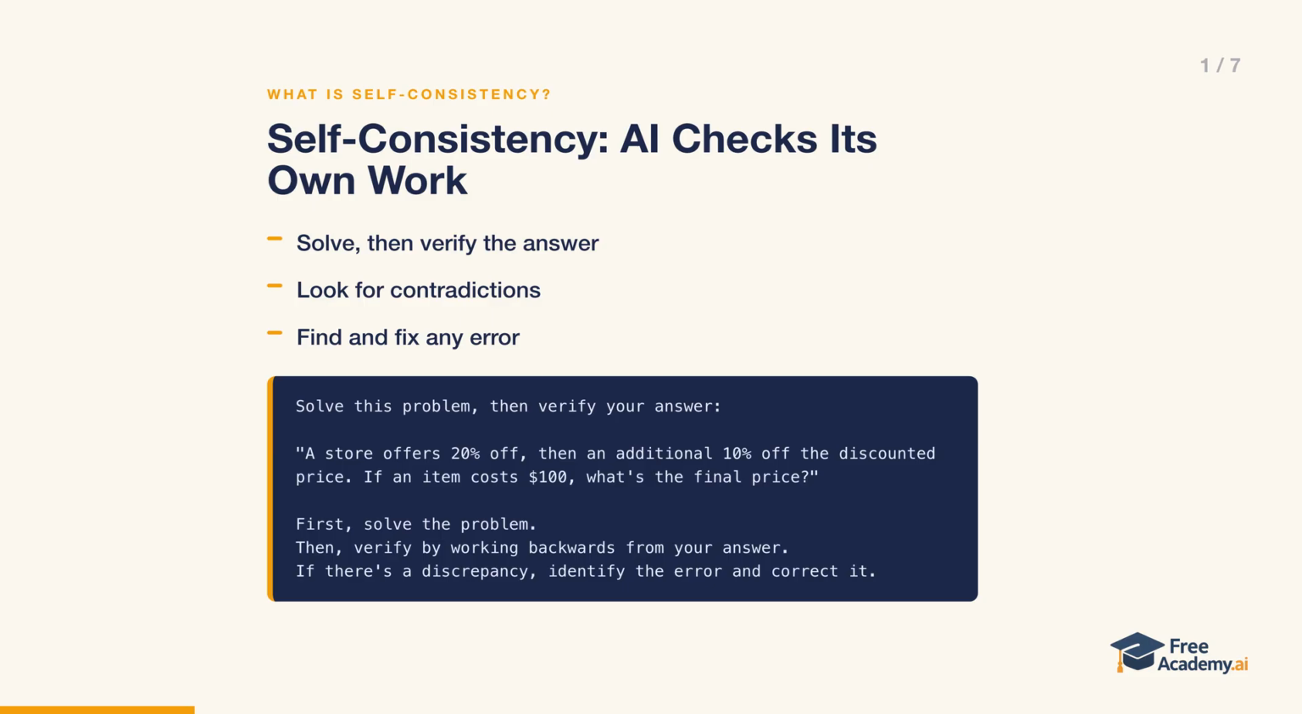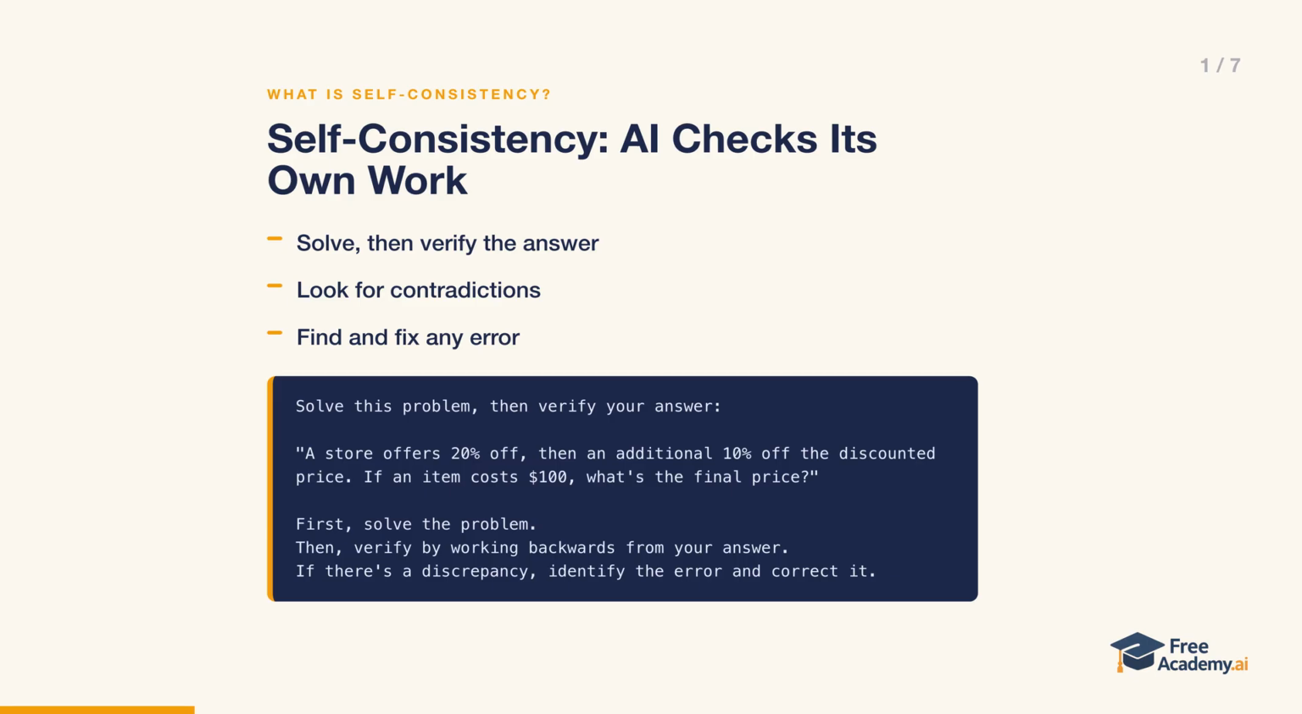Self-consistency prompting asks the AI to verify its own answers, check for contradictions, and validate its reasoning. It's a simple idea that gives you a real boost in accuracy. Instead of trusting a single-shot answer, you tell the model to solve the problem and then double-check itself.